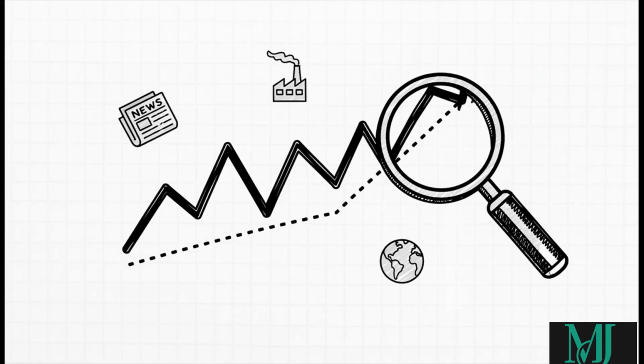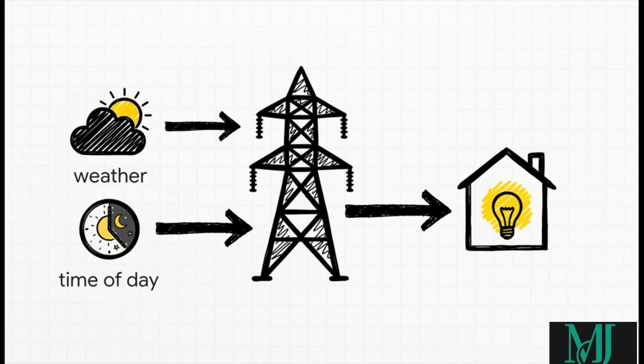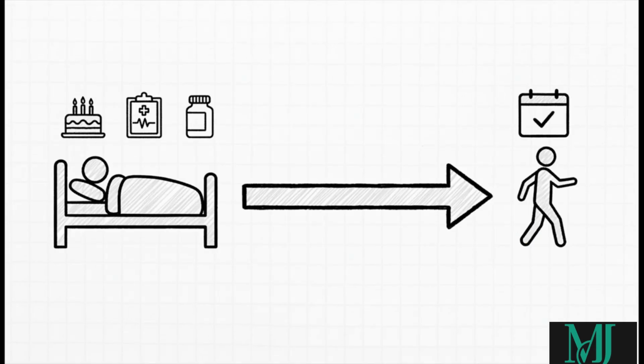In finance, oh man, it's everywhere. Analysts are building these super complex regression models to try and predict stock prices, feeding them everything from market news to company profits, all just to get a slight edge. Even the electricity in your house, utility companies are using regression to predict exactly how much power we're all going to need, looking at things like the weather forecast and the time of day so they can keep the grid stable.